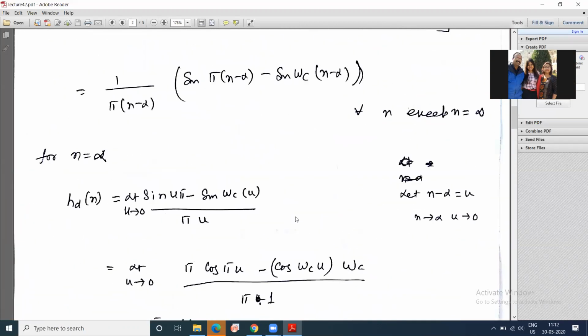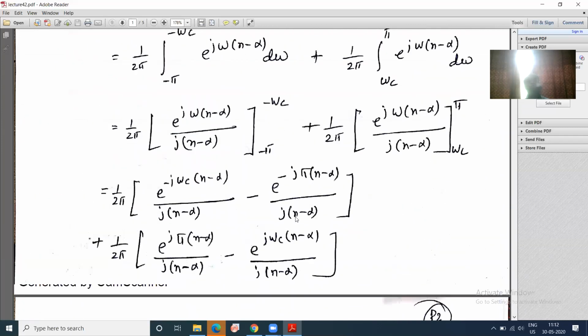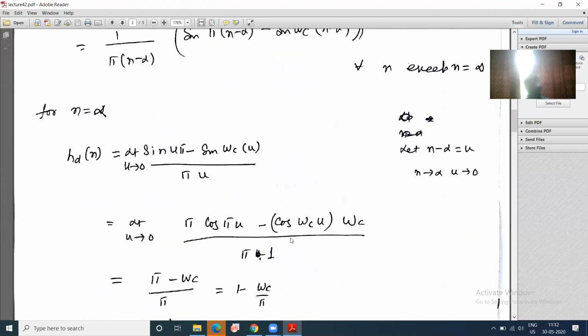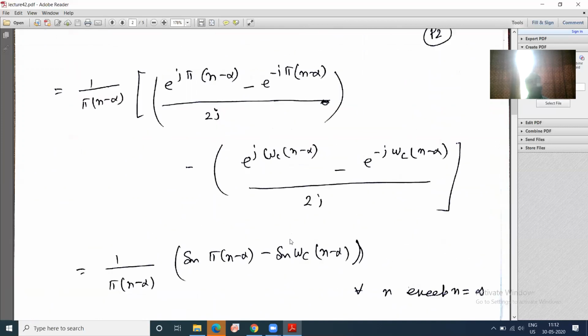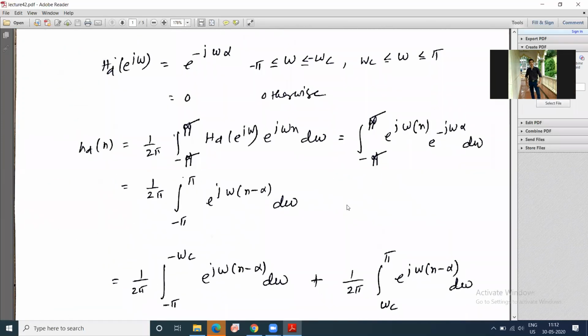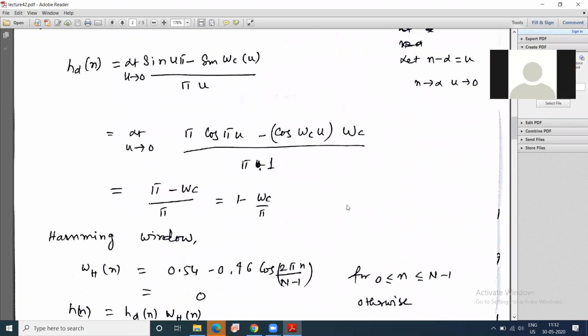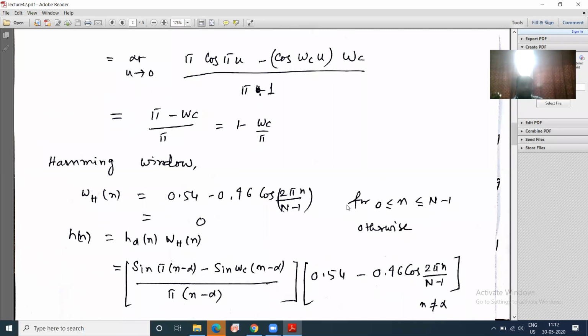Hamming window means a different window function. Regarding the window, all windows have the same function: to convert the infinite impulse response hd(n) into a finite one. This is the purpose of any window. Now, for any kind of window that is given, only this expression is there instead of 1, and it is valid for n equal to 0 to N-1. Different kinds of windows have different expressions.